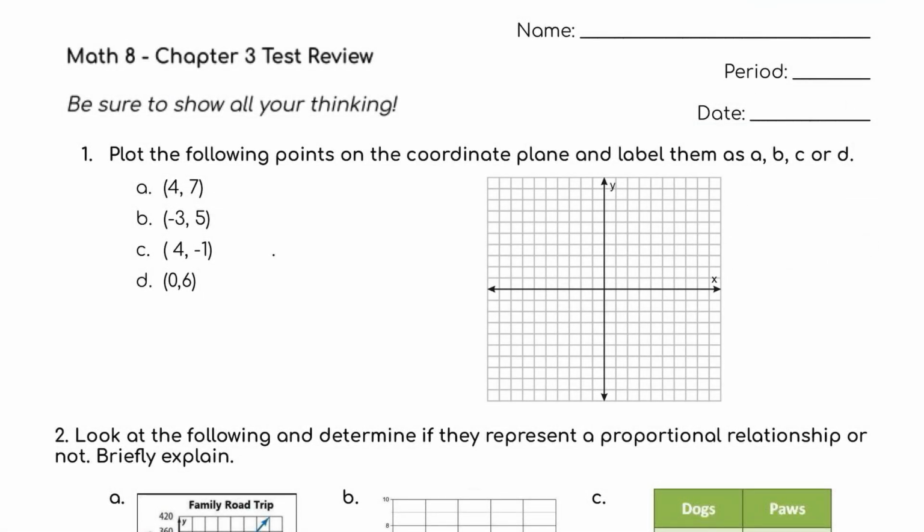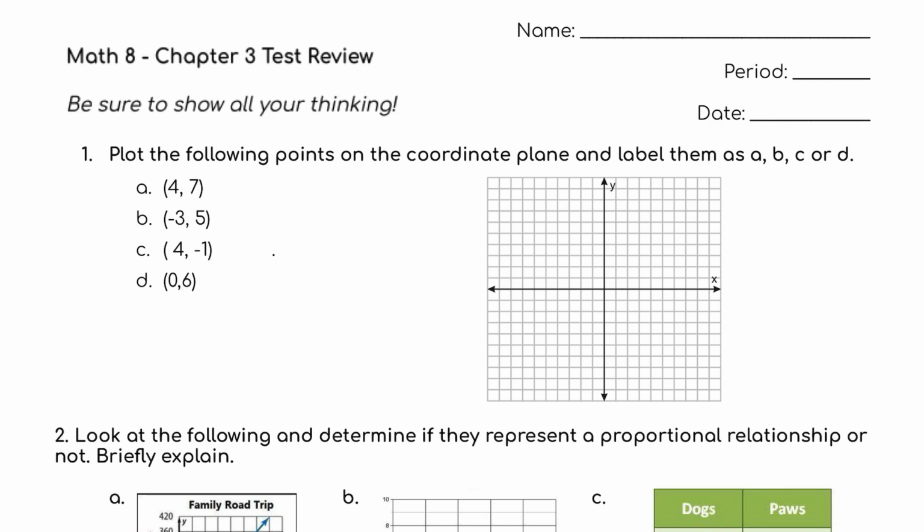Okay, since I am not here today, I am going to be doing this worksheet and recording myself doing it so it can be played for you in class. Here we go. Starting with the first one, plot the following points on the coordinate plane and label them as A, B, C, or D.